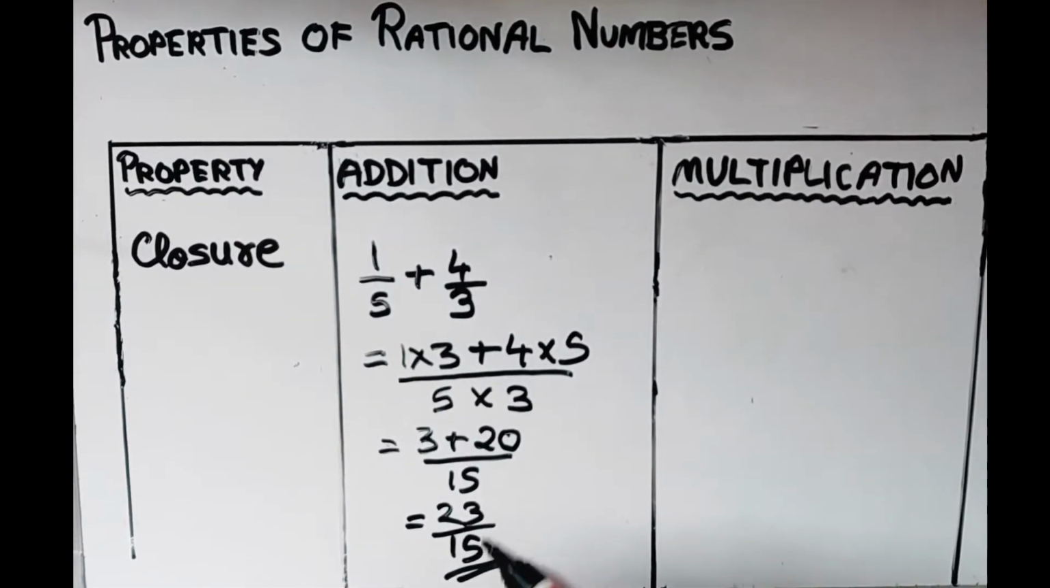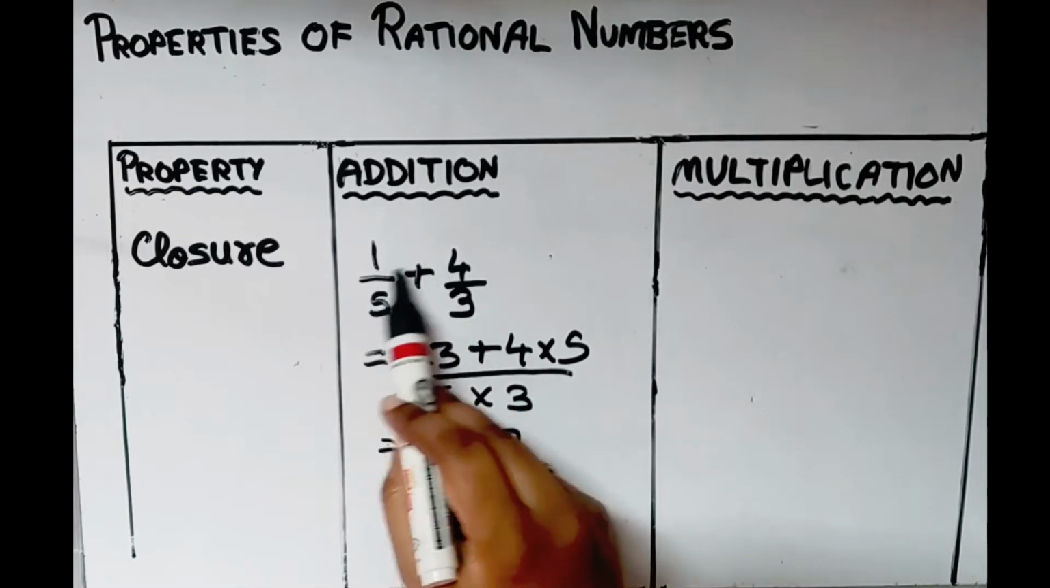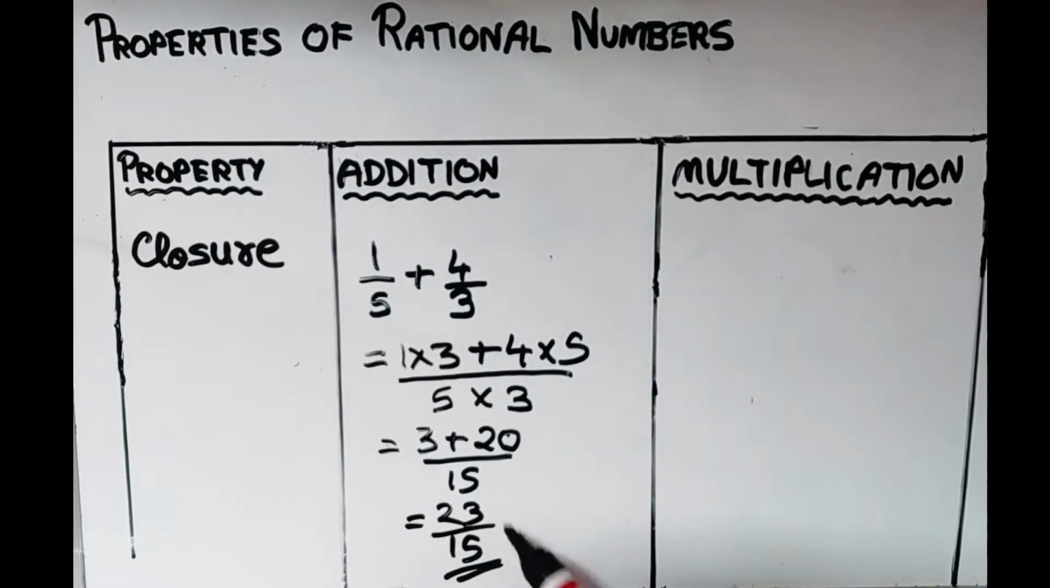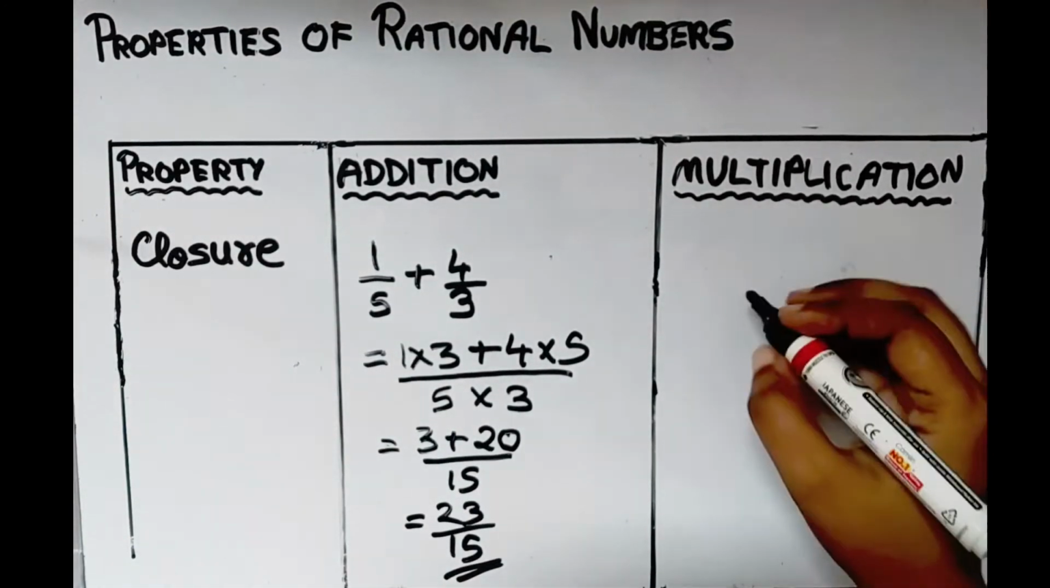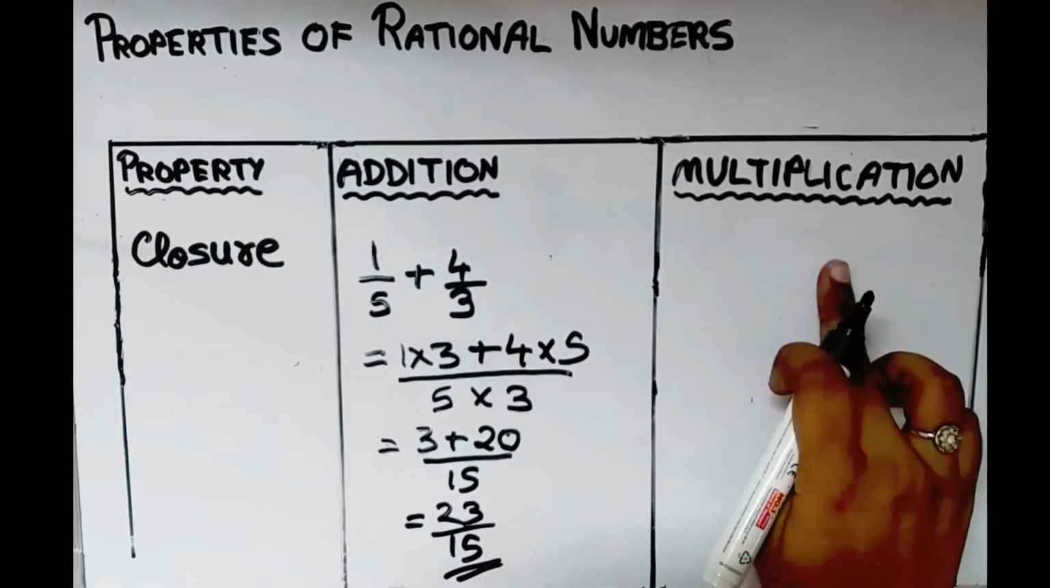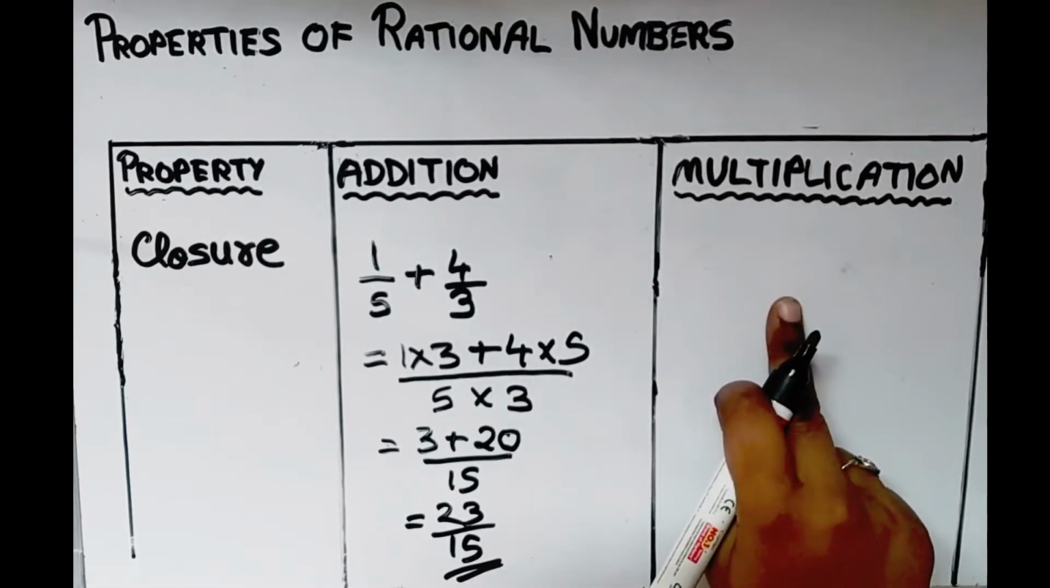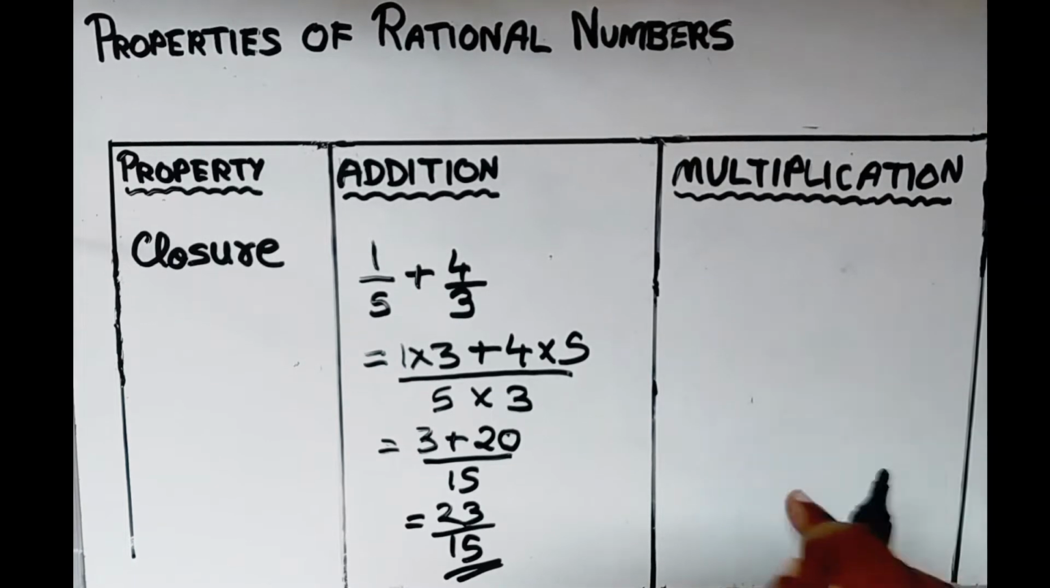Now the answer is a rational number. It is written in the form of p upon q. So when we add two rational numbers, the answer will always be a rational number. Now the same holds for multiplication. When we multiply two rational numbers, the answer will be a rational number.